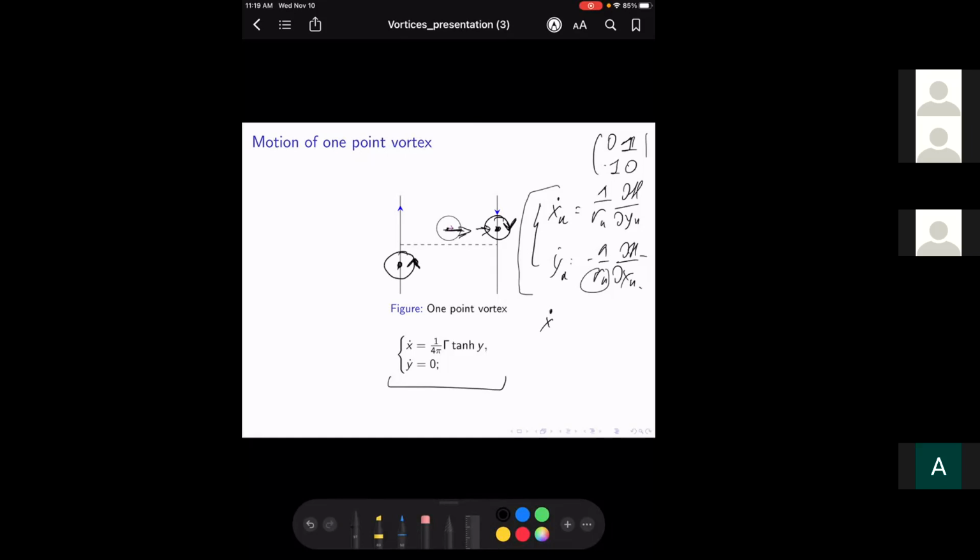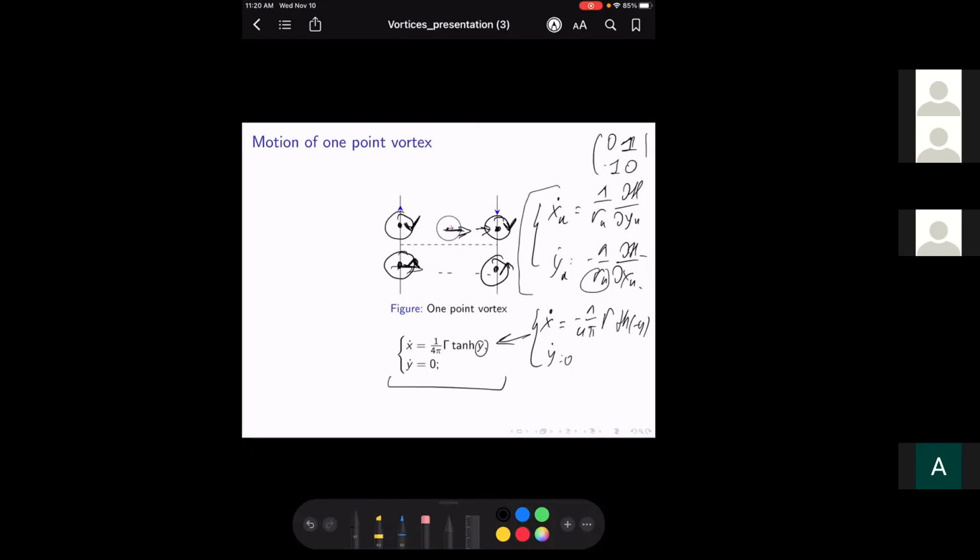So what does that mean? That means that in x dot, gamma turns into minus gamma, and y turns into minus y. So x dot is 1 over 4 pi gamma hyperbolic tangent of minus y, and y dot is equal to 0. Overall, because tangent is an odd function, nothing changes. So the vector field will move it again to the right, to the right, until it reaches the boundary here, where it has to jump again, change the way it is rotating, and continue moving.